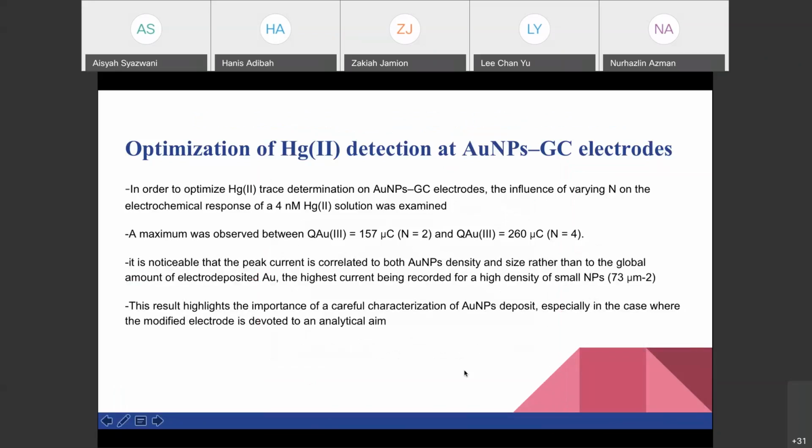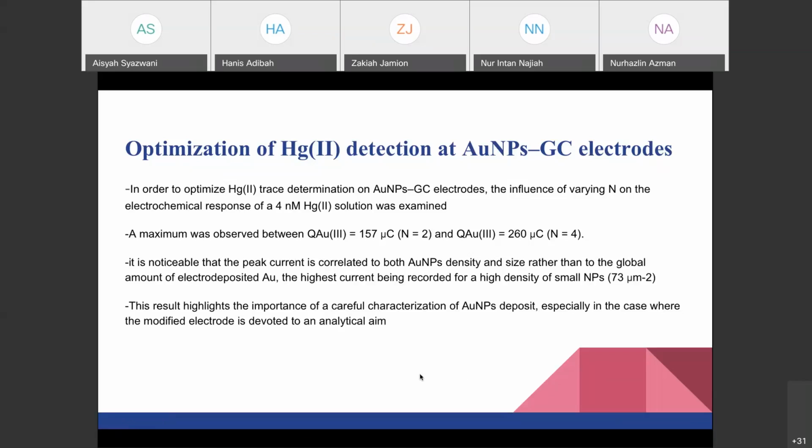Next, for the optimization of mercury 2+ detection at the gold nanoparticle glassy carbon electrode. First, in order to optimize mercury 2+ determination on the gold nanoparticle glassy carbon electrode, the influence of varying the number of cyclic potential scans on the electrochemical response of a 4 nanomolar mercury 2+ solution was optimal.